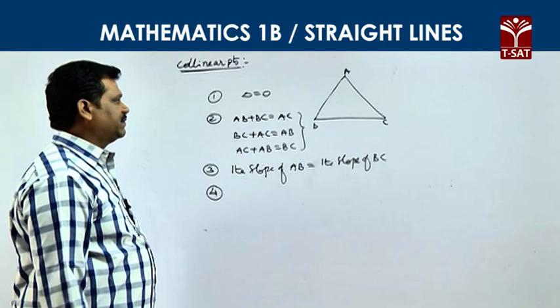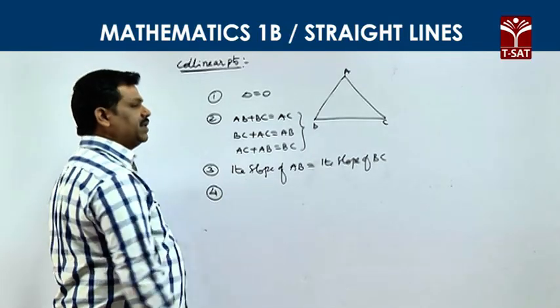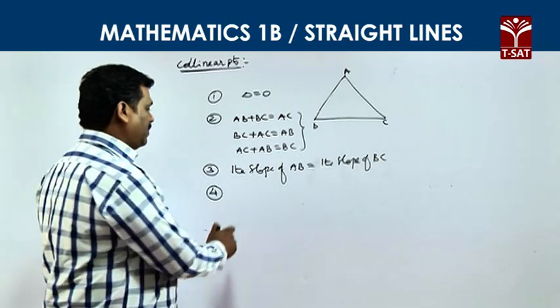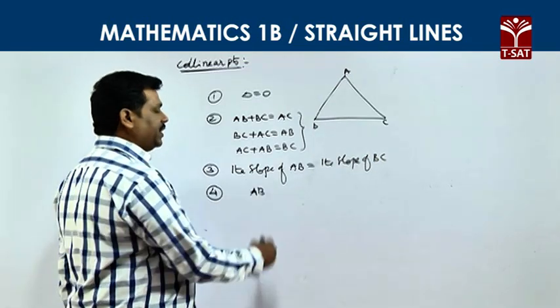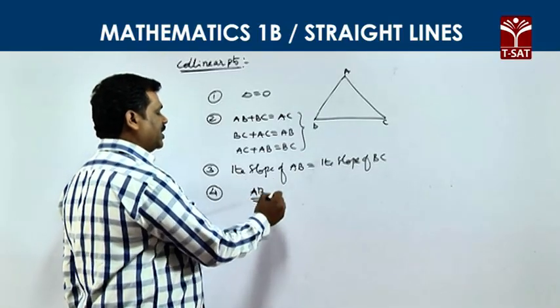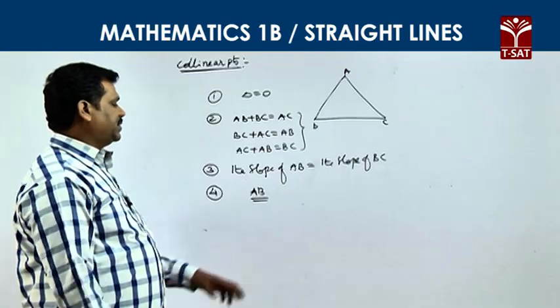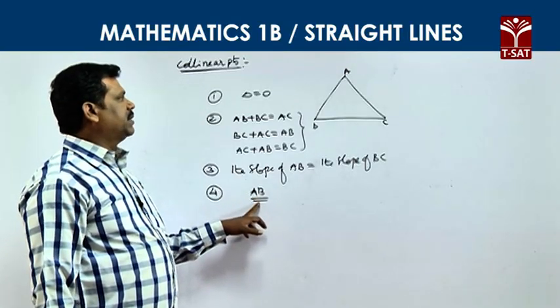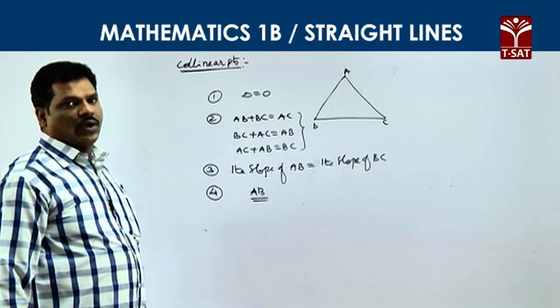And the fourth condition is, A, B, C are given three vertices. First we have to find the equation of AB, and the third point always lies on this equation. The third point C lies on the equation of AB. Therefore, A, B, C are collinear points.